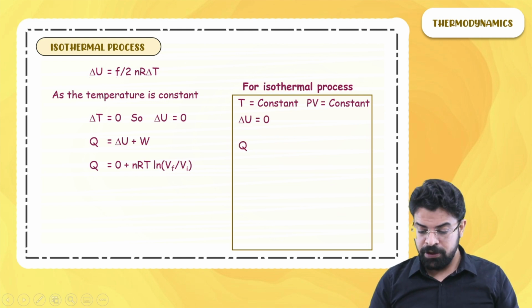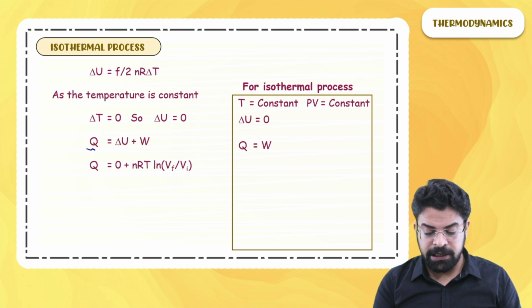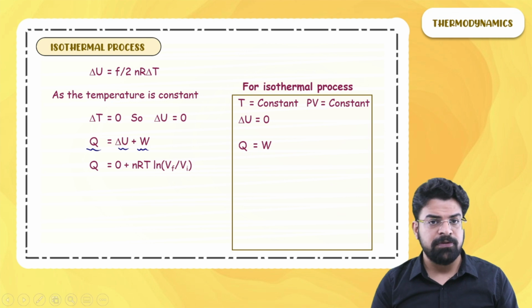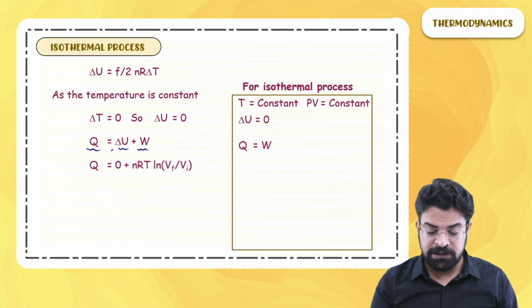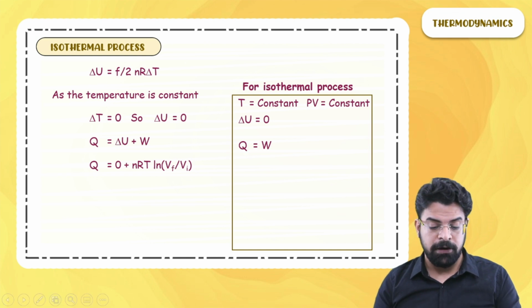Next point, bachcho. The heat given equals work done for an isothermal process. The heat given equals change in internal energy plus work done. But for an isothermal process, the change in internal energy becomes 0. Hence, the heat given equals work done.